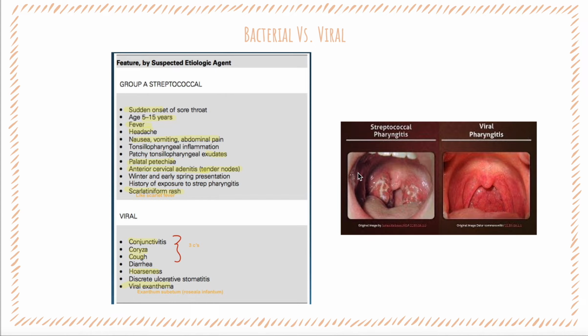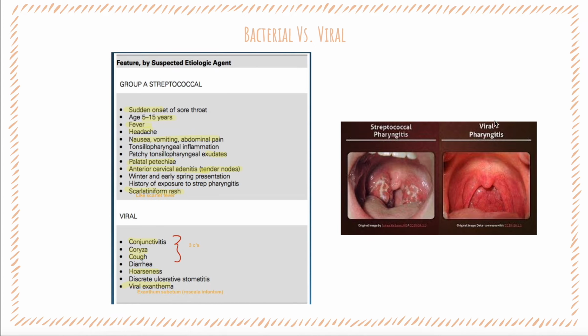In the bacterial, you're going to have exudate on the tonsils. In the viral, it's only an erythematous background. There's no exudate, as you can see. In the viral, you're going to have symptoms such as the 3 C's: conjunctivitis, coryza, and cough, as well as hoarseness. In the bacterial, this is not present. They don't come with cough, coryza, conjunctivitis, and these symptoms.